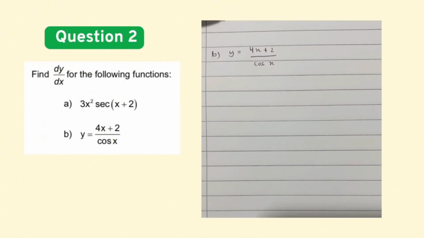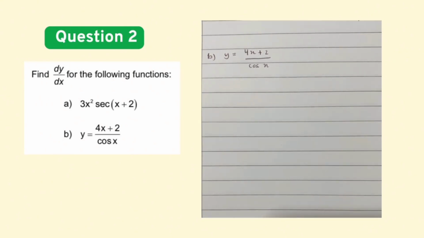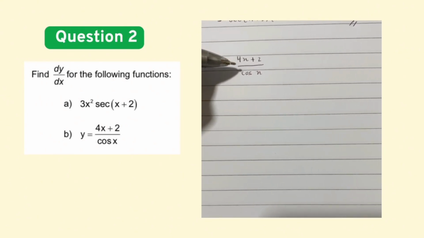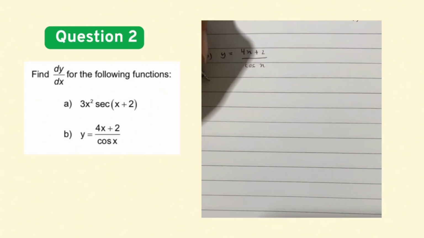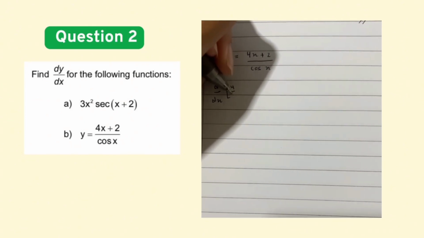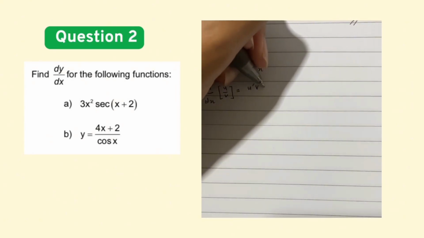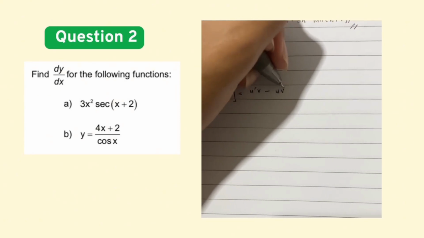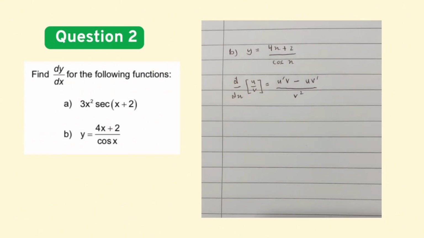So for part B, we are given y equals to 4x plus 2 over cos x. This is quotient because there is a function in the numerator and denominator. So we have to apply quotient rule, which is d over dx of u over v equals to u prime times v minus u times v prime over v squared.